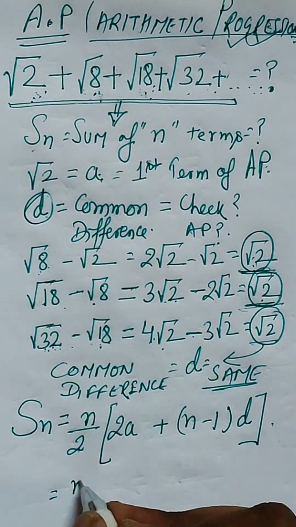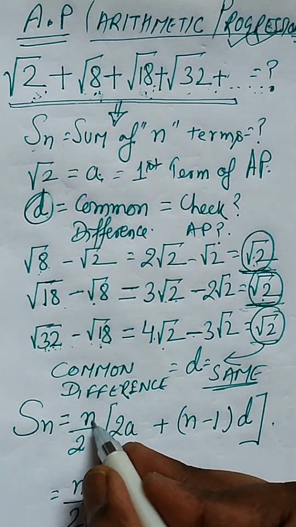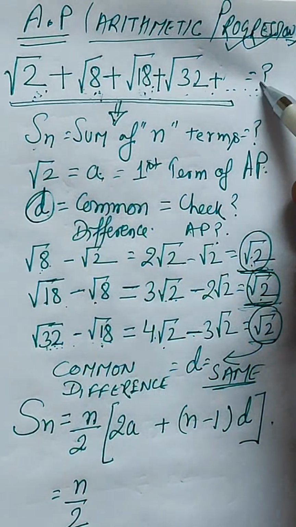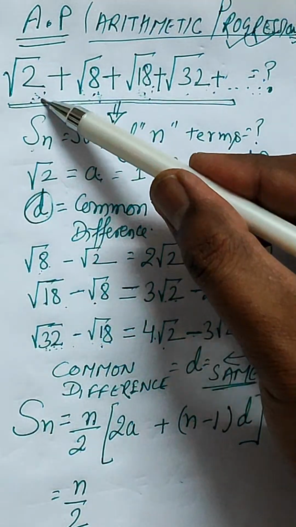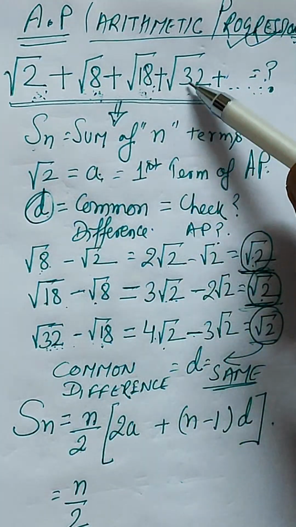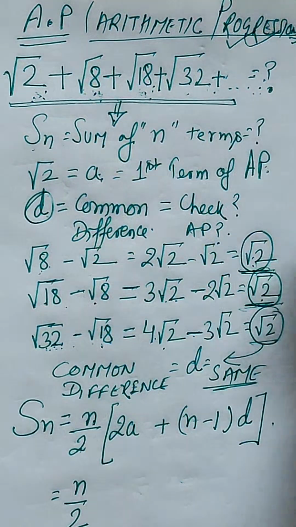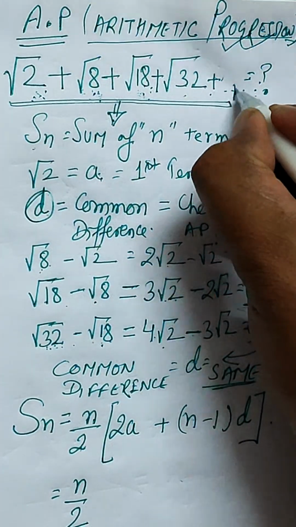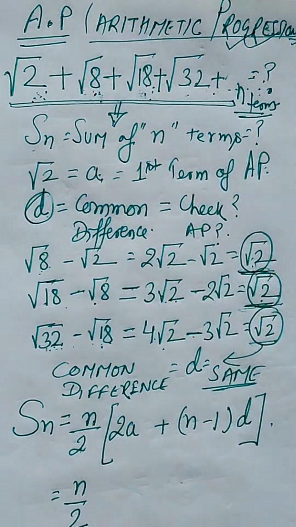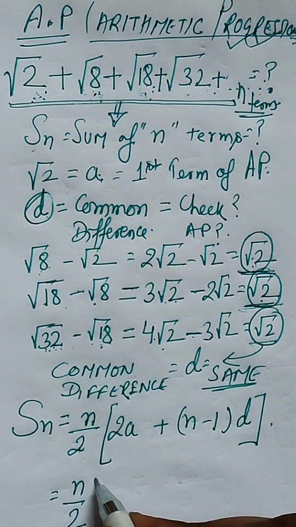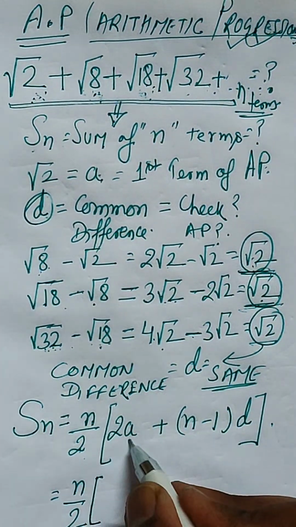N by 2 will be as it is because there are n terms of this series. The count of the number of terms is n. This is the first term, second term, third term, fourth term, likewise till n terms, right? Now n by 2 into 2a, 2 times a.